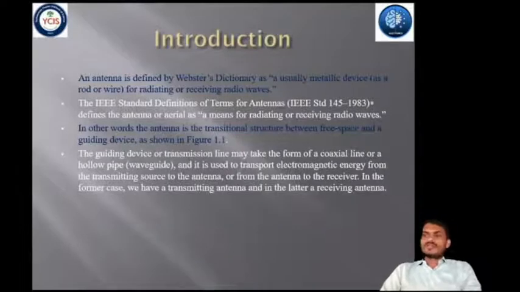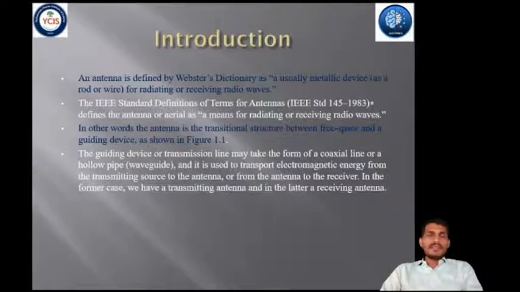We all know that communication cannot be complete without an antenna. So, the definition of the antenna. Different types of definitions are present for the antenna theory or for the antenna device. According to Webster's dictionary, an antenna means a usually metallic device, it can be a rod or wire, for radiating or receiving radio waves.